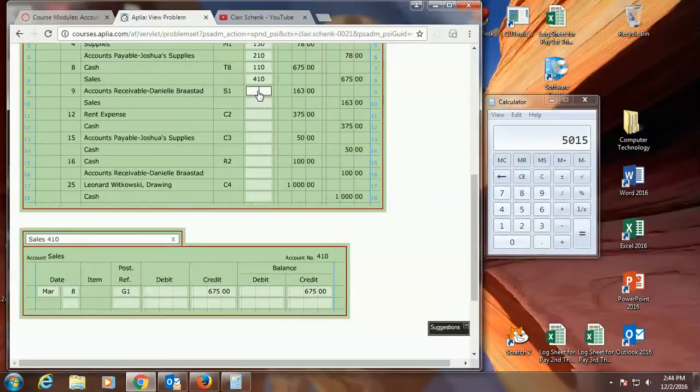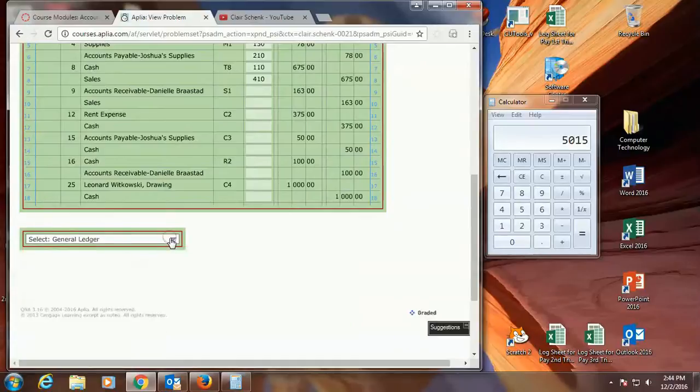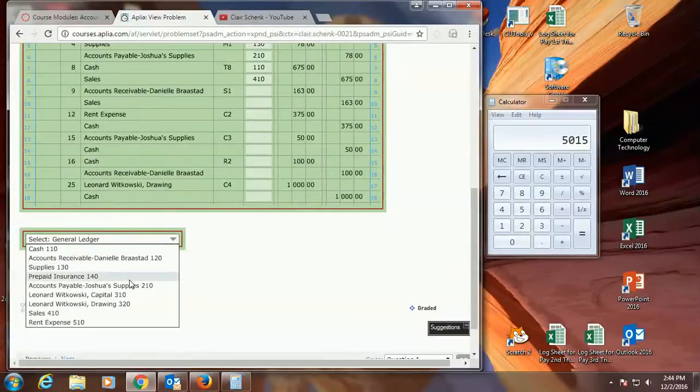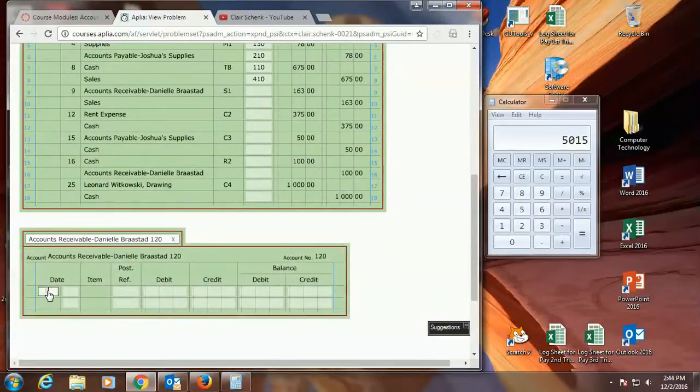So now I'm on line 9, which is accounts receivable, Danielle. And Danielle is a customer, a good customer, so we give her a line of credit. And we let her charge things with us. So on the 9th, she came in and bought some services from us, and she agreed to pay at a later date. And so we sold her the service for $163, and so I'm going to do a debit to the general ledger account and the debit balance, and 120 is my post reference column.